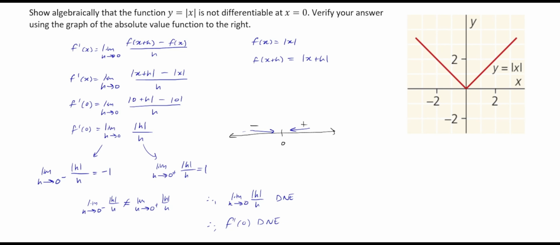We can verify this answer by looking at a graph of the absolute value function to the right. As I approach 0 from the left, the slope of the tangent is negative 1. And as I approach 0 from the right, the slope of my tangent is 1. As I get infinitely close to 0 from the left, the slope maintains its value of negative 1, and as I get infinitely close to 0 from the right, the slope maintains its value of 1. The slope coming from the left does not equal the slope coming from the right, and therefore this slope doesn't exist at this point.